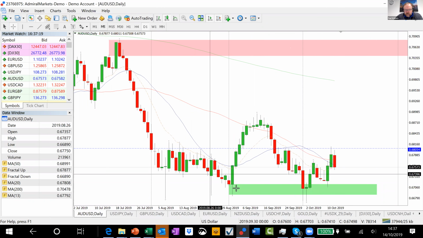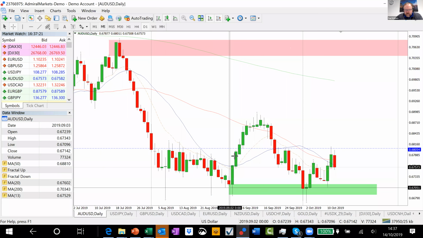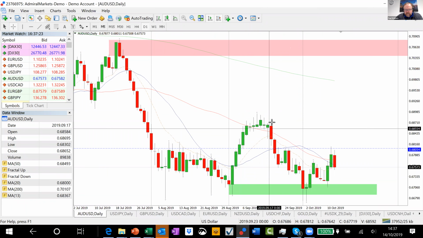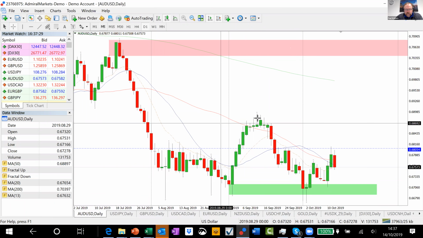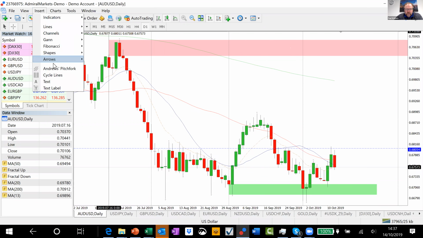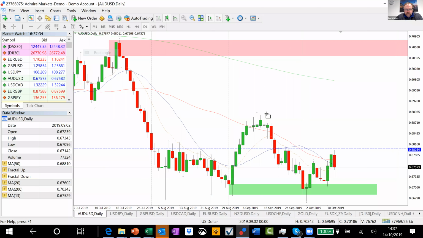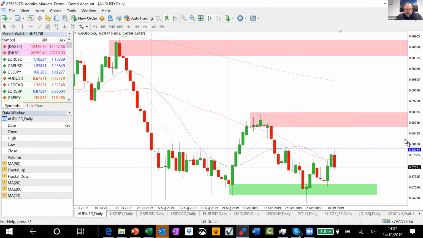But what I'm also interested in looking at here is that we had a rally, and we had a bit of a base here, didn't we? And then we had a sharp drop down, back to that demand zone. So I would also be drawing in this zone here. Let's do that. I'm just going to draw this zone in here and project that forward.